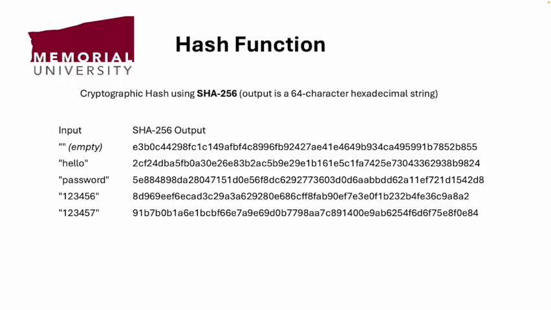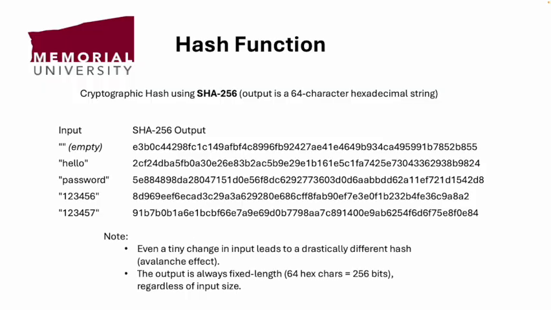So even though you got these two values, it's hard to tell that the inputs are very similar. Some notes here: a tiny change in input leads to an entirely different hash. The output is always a fixed length, 64 hex characters, 256 bits, regardless of the input size.